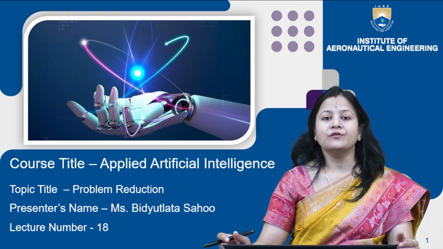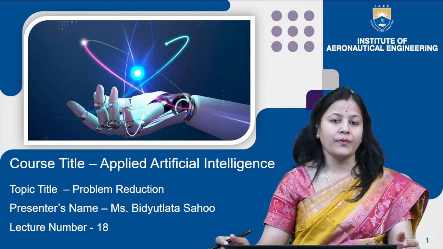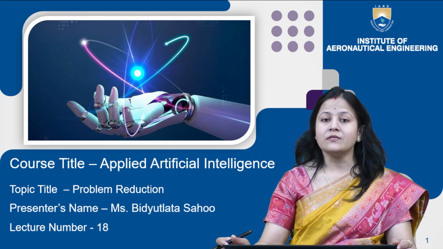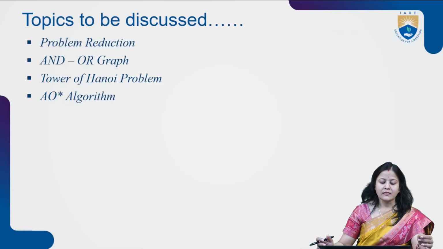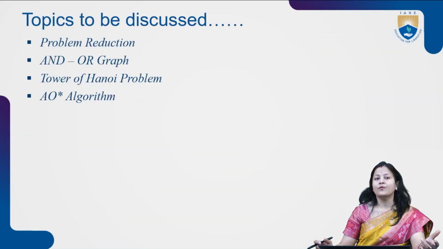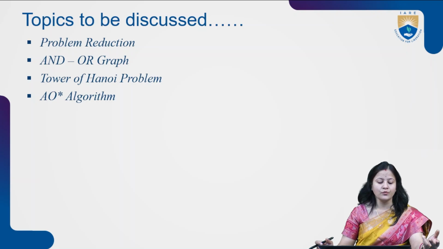In this video lecture today, I am going to discuss the topic problem reduction in the course Applied Artificial Intelligence. These are the topics to be discussed. First, I will introduce the meaning of problem reduction and a few examples of how a problem can be reduced using an AND-OR graph, and two classical algorithms to introduce this technique: one is the Tower of Hanoi problem and the other is the AO* algorithm.